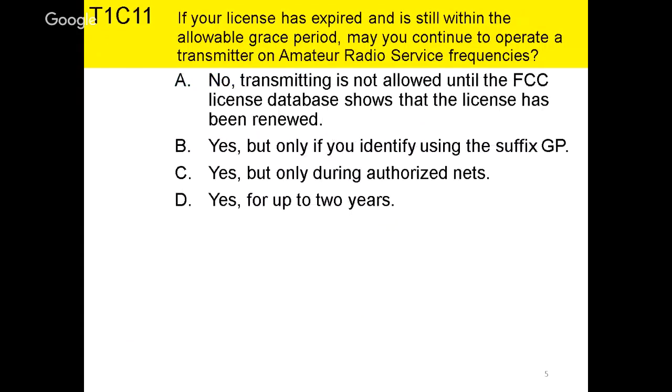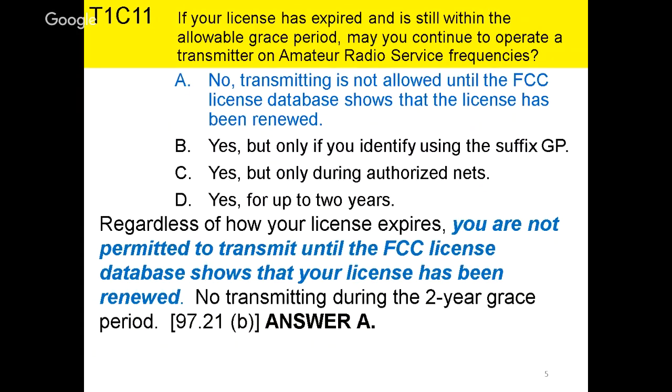And if your license has expired, but is still within the allowable grace period, may you continue to operate a transmitter in the amateur radio service? The quick answer to that is A, no, you cannot. Once you're expired, you can no longer transmit.